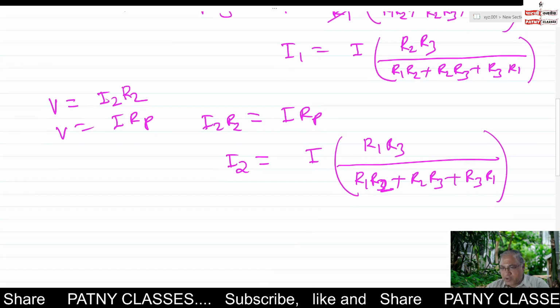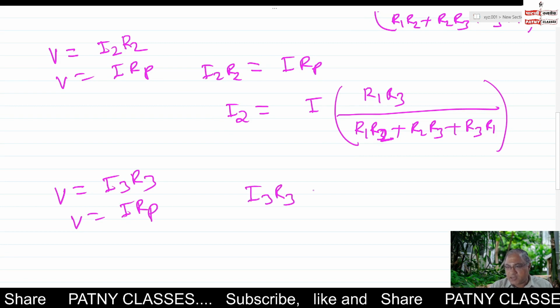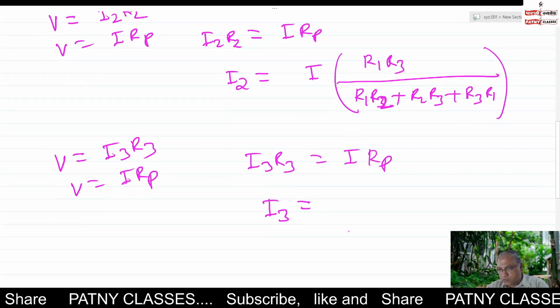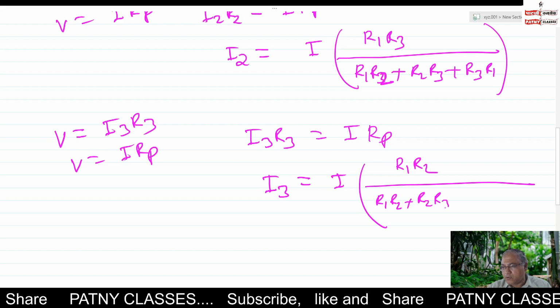Now, to find the current I3, we adopt the same idea, that is V equals I3 R3 and V equals I Rp. That means I3 R3 equals I into Rp. By using this expression, we get I3 equals I into R1 R2 divided by R1 R2 plus R2 R3 plus R3 R1. In this way, we can get the currents.